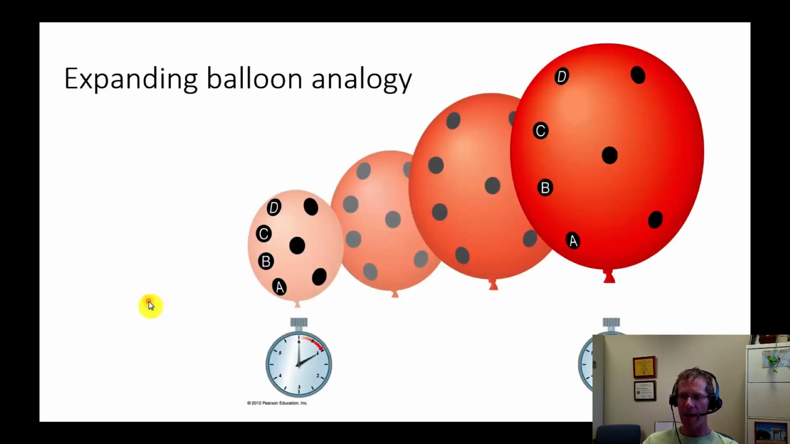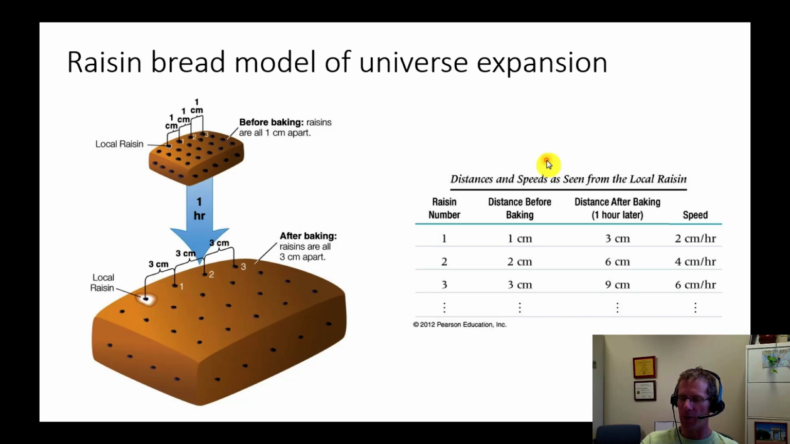Another analogy is an expanding balloon. So take a balloon that you haven't blown up yet, take a Sharpie, and put some equally spaced marks on it, and then blow up the balloon. You'll notice that all the spots move away from each other in the same pattern. The distance between A and B used to be a certain distance. Now it's changed. The distance between A and D was a certain distance. Now it's increased, but the distance between A and D has increased by more than the difference between A and B, similar to the raisin bread.